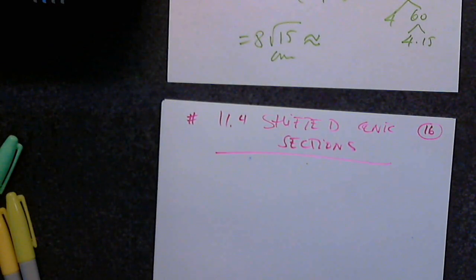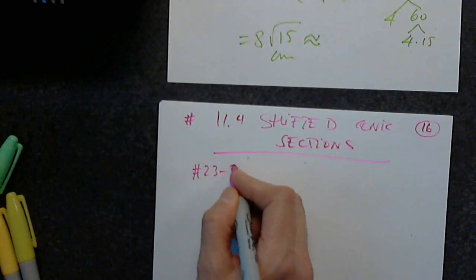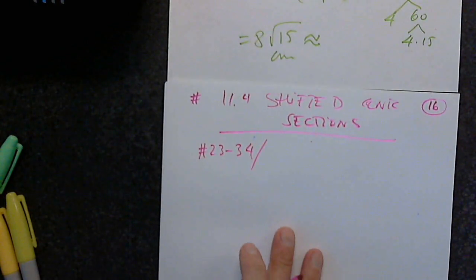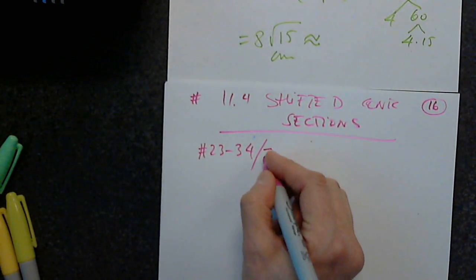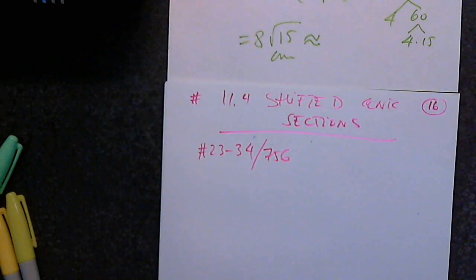Okay, we are on page 756. Please choose anything you want from 23 through 34. In this section, we're only trying to identify what type of conic section that is and write the equation.